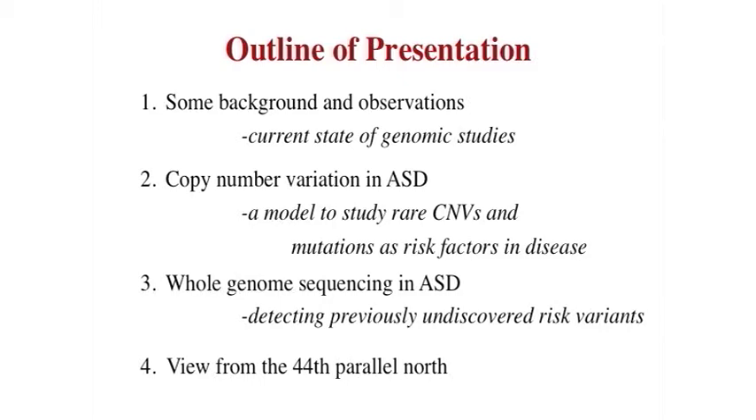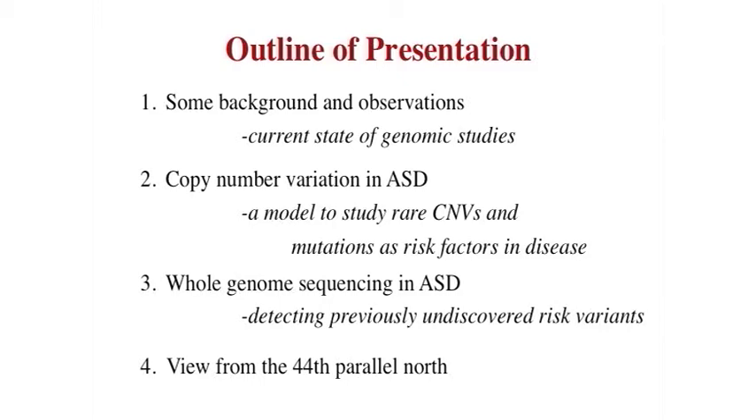And then I'm going to talk about our most recent whole genome sequencing data in autism. This is unpublished data, and much of the data I'll show you is actually unpublished, but in particular this section is entirely unpublished. And then I'll make some wrap-up comments under the general grouping of a view from 44th parallel north. Some of you seem to have got the joke, but if you draw a line across the Canadian-US border, that's the 44th latitude north.